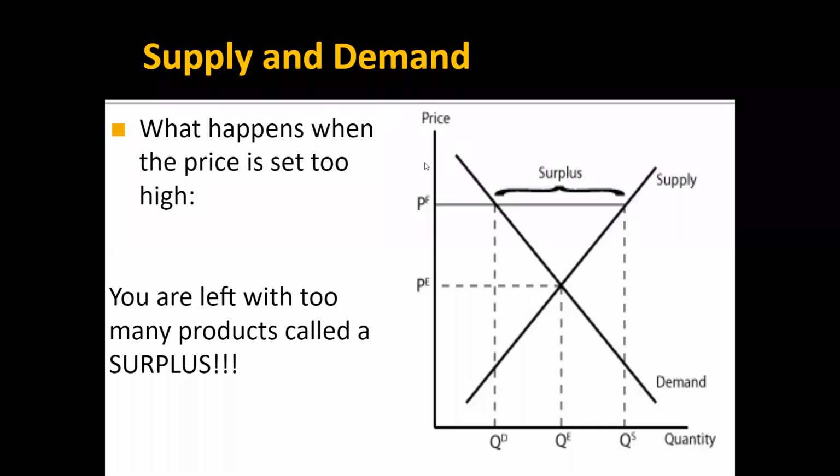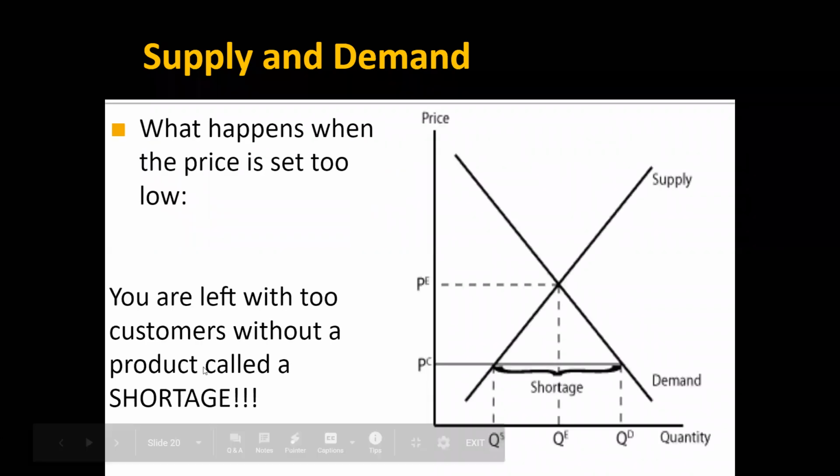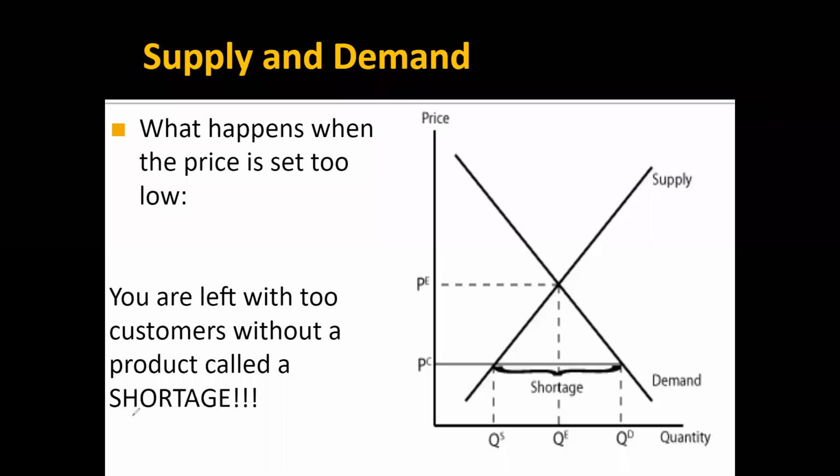Now, what happens when you set the price too low? Well, of course, it's the flip of that. The price is too low, and you're going to have a shortage. All of this here in this triangle is your shortage. It is the flip of what we just saw a second ago.